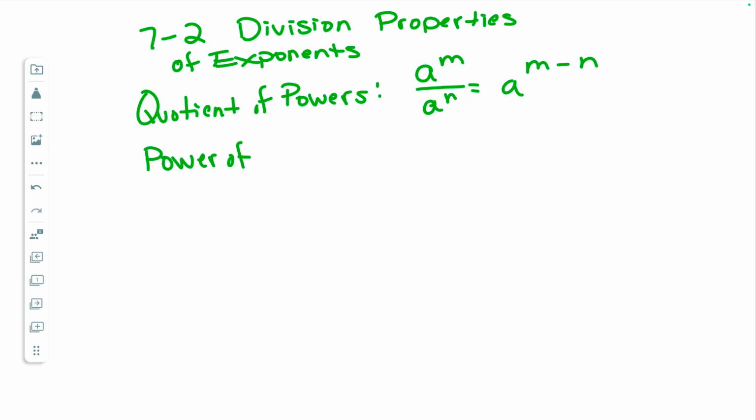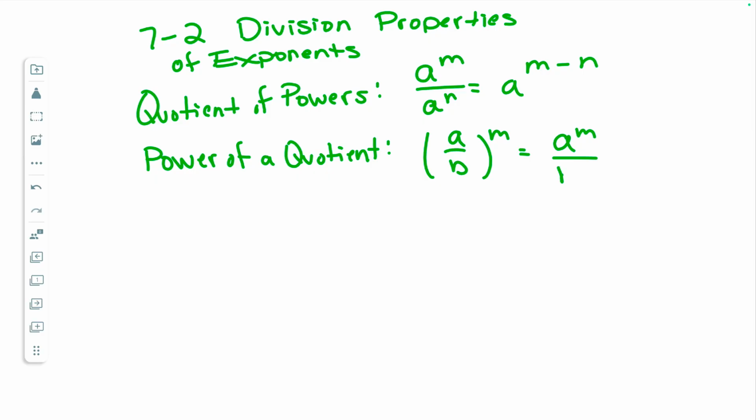Power of a quotient is like a power of a product, like yesterday. But here, a over b raised to the m is just that. A raised to the m, b raised to the m. Okay? So you're like distributing the exponent.